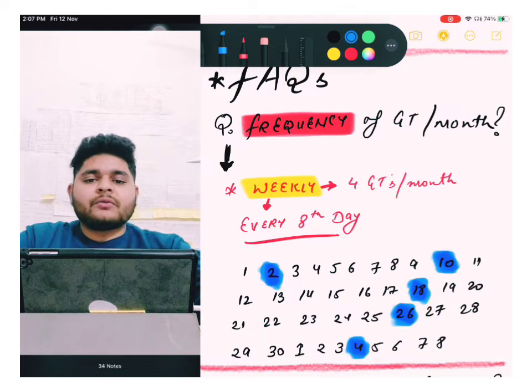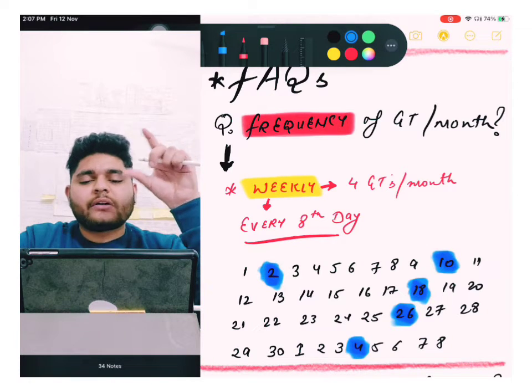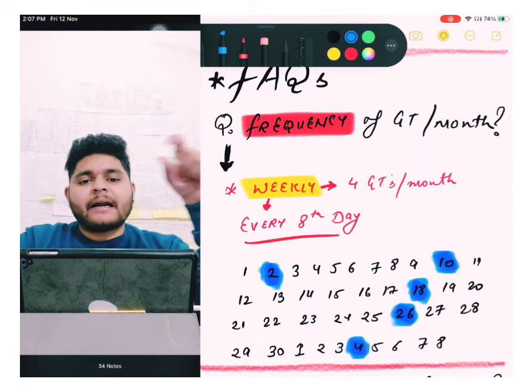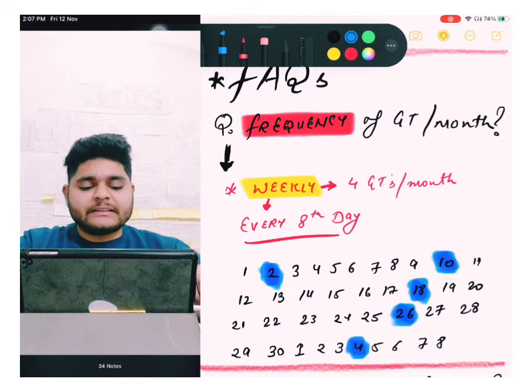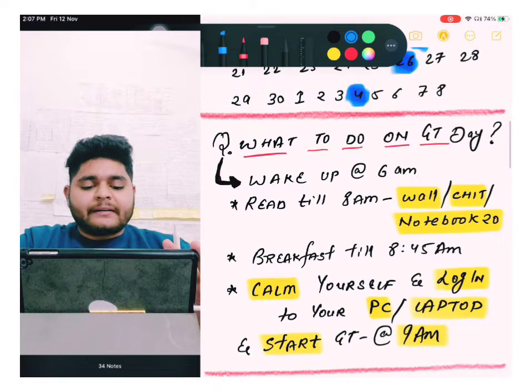Then on the 18th you have a GT day, and similarly you have to plan your whole week, or sorry, whole month like this only. Give the GT days first, then add the subjects in between the GTs. So this is how frequently you should give your grand test. This is an ideal situation, that is every 8th or 7th day, and 4 GTs per month is a must thing. Now what to do on a GT day?